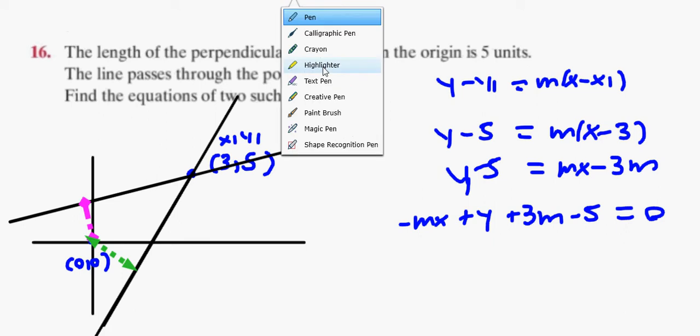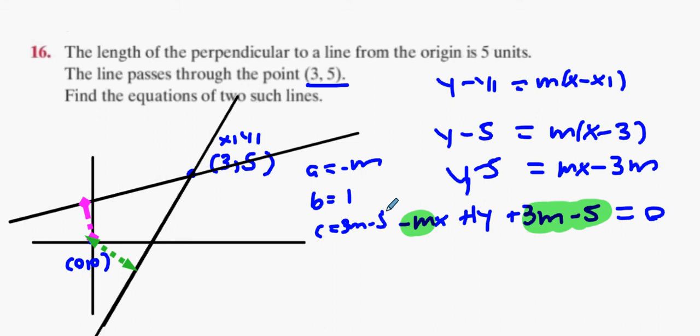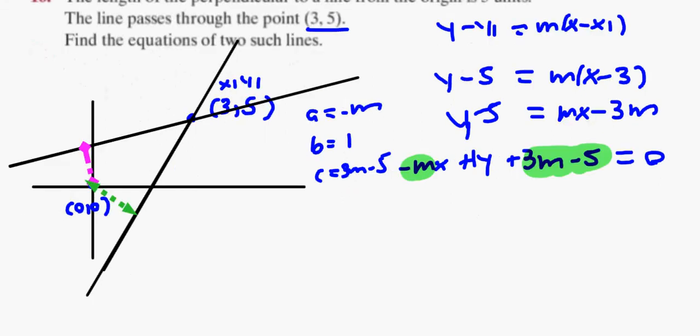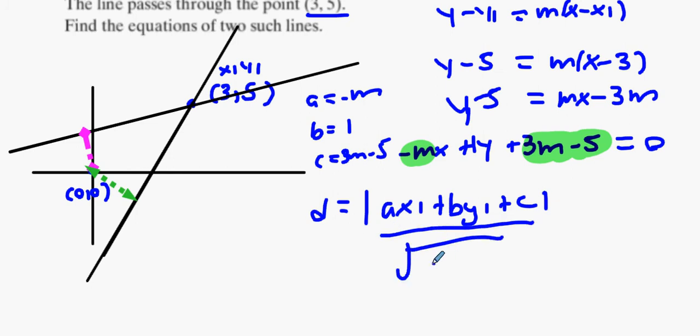All right, what's your a, b, and c value, lads? Ready? A, b, and c value? What's your b value? 1. B value is 1. So a is minus m, b is 1, c is 3m minus 5. Now you're going to do the D formula, okay? So everybody remembers the D formula, the whole point of the exercise: ax1 plus by1 plus c, all over the square root of a squared plus b squared. We thought that.